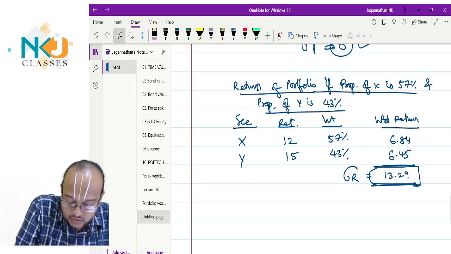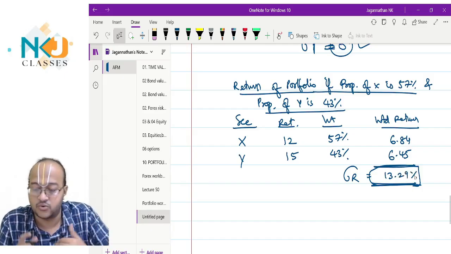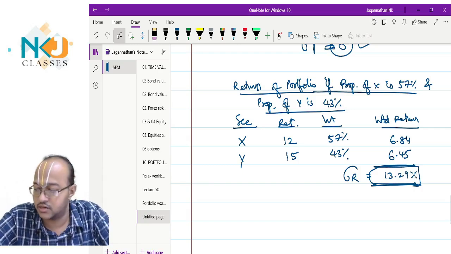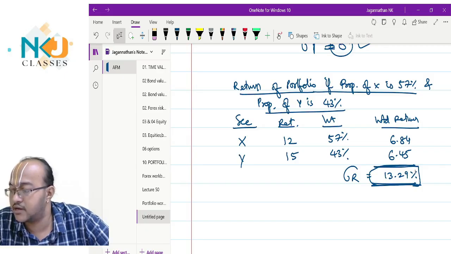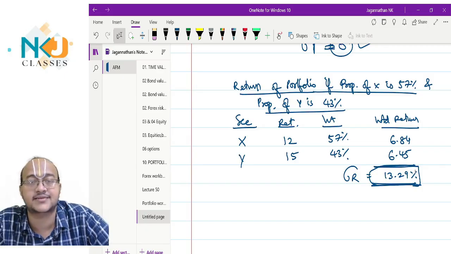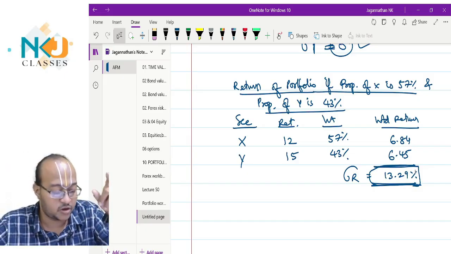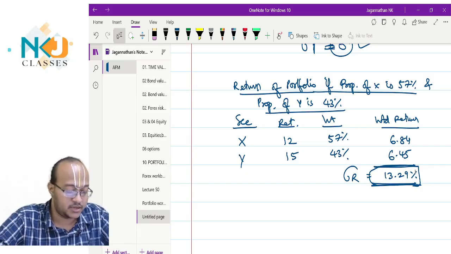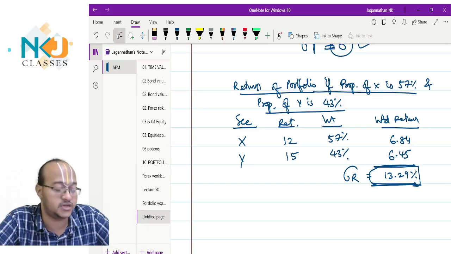13.29. If you carefully observe in the question, the beauty is that security X is there. What is the risk of security X? 10%, 15%? Are you all observing? Security X's risk is 15%. What is the standard deviation of security X?